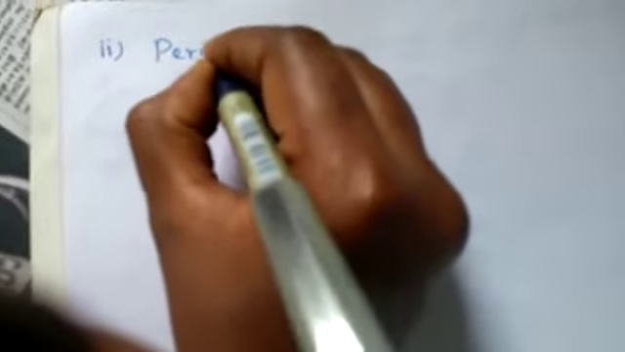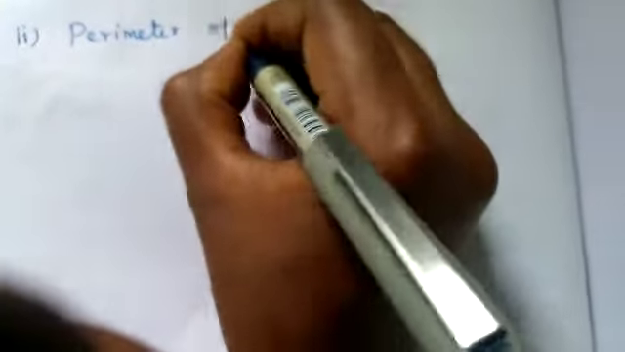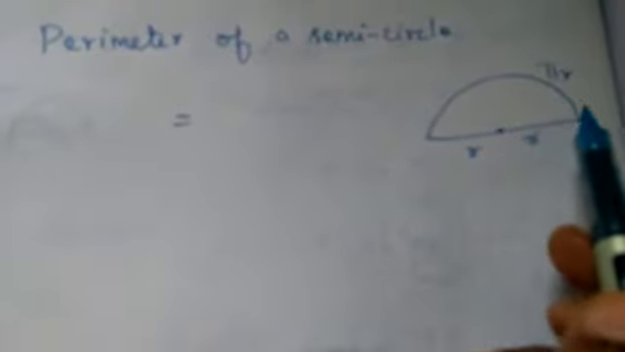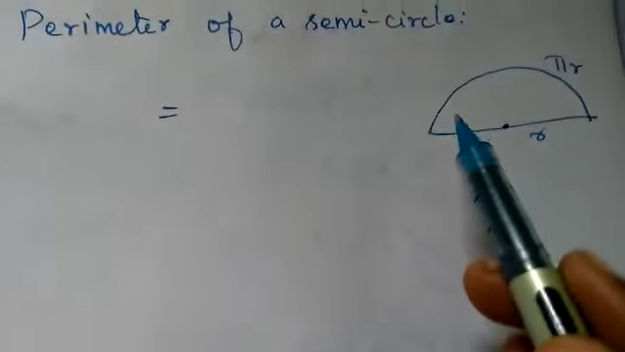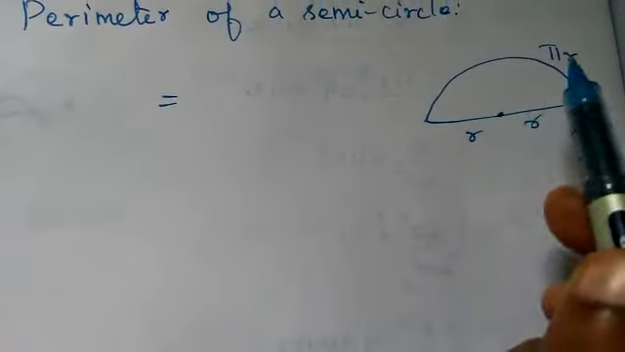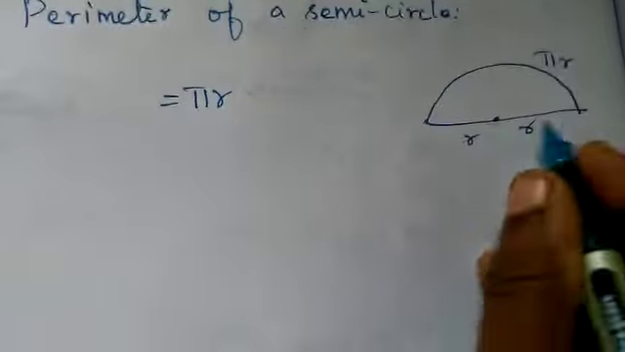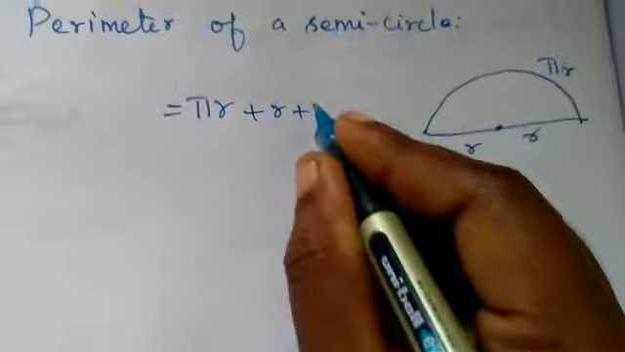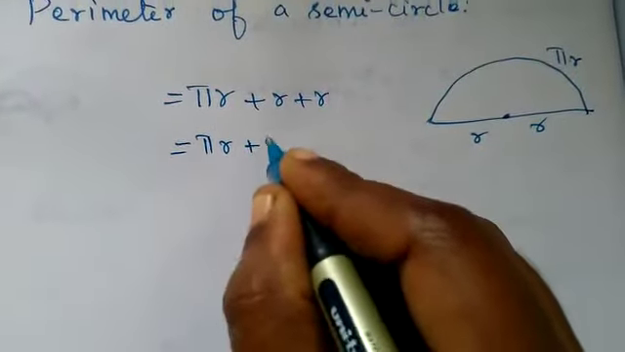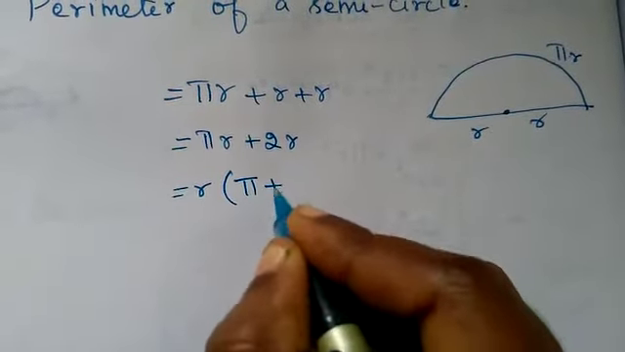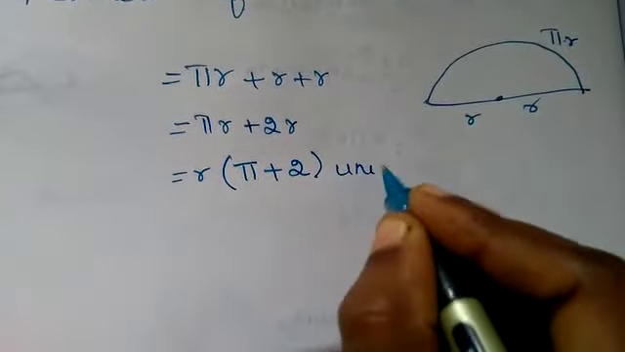Now we are finding the perimeter of a semicircle. Now listen children, perimeter means what? The outer surface of the figure. In the perimeter of a semicircle, now listen. The circumference of a semicircle is what? Pi r. Now the diameter, 2 radius, r plus r. How will you write? Pi r plus 2r. Now here we can take r as common. Taken out. R is common. Pi plus 2 units. This is the value for the perimeter.